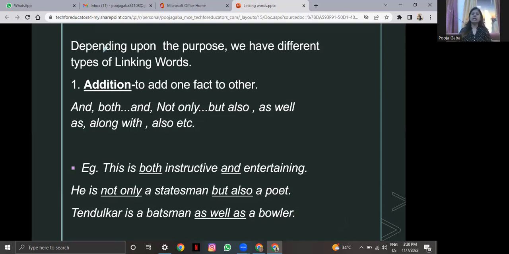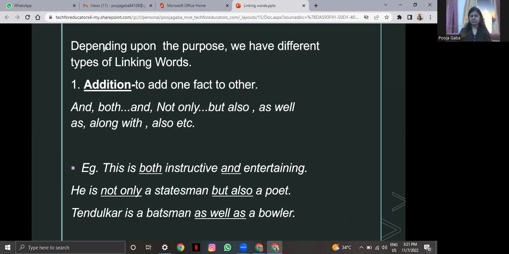The first one is addition. As the name says, to add one fact to another, when we simply have to add additional information. The conjunctions used for those are and, both and, which is acting like a pair, not only but also, which also is a pair, as well as, along with, also, etc. These are certain linking words used to provide additional information or to add different sentences.